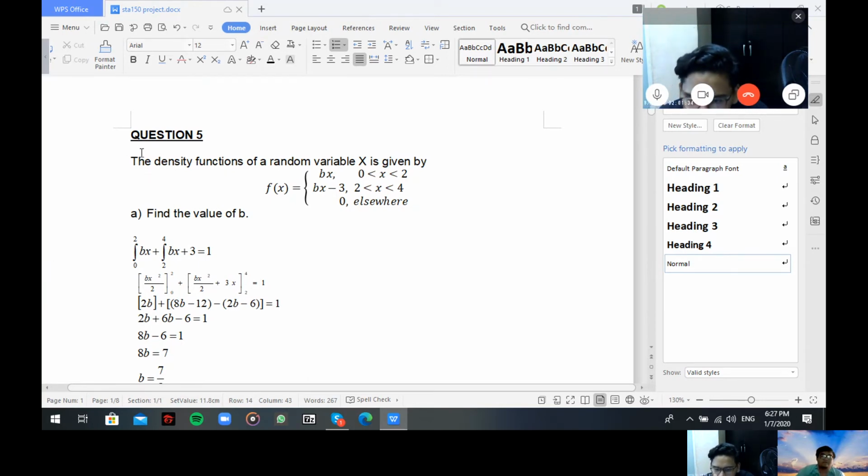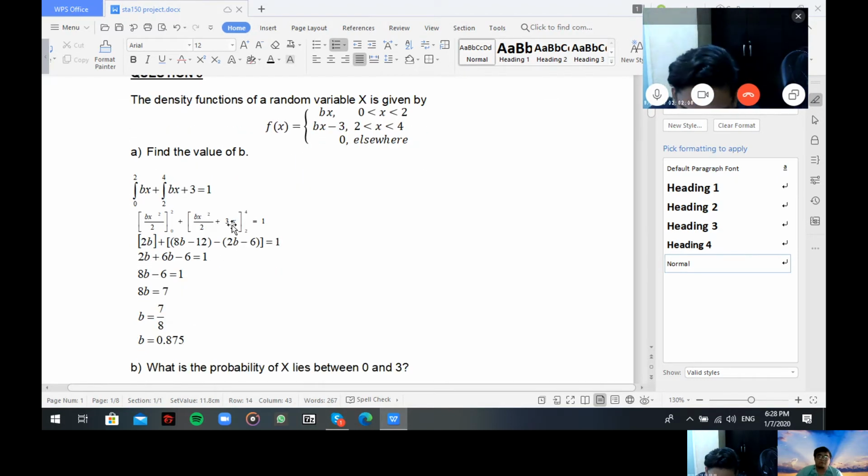Okay. For question 5, the density function of a random variable x is given by f(x) equals bx for x from 0 to 2, and bx minus 3 for x from 2 until 4. From here we can know that this question must be, we need to find the value of b. Like this question, A, find the value of b.